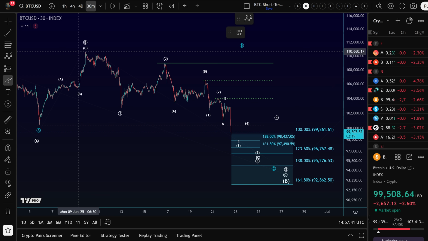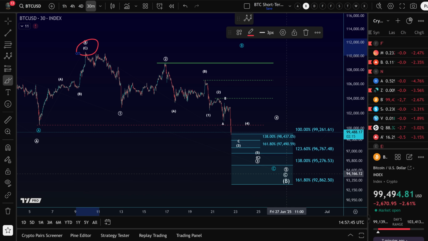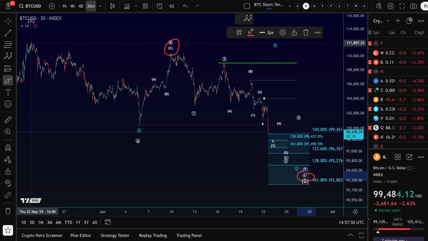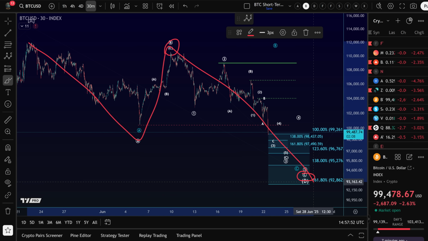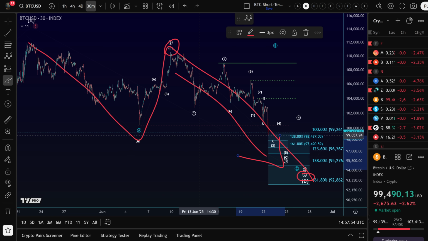But the idea is that a B wave topped here. That's the top of a corrective rally. We are now in a C wave, which is kind of the last leg down of a corrective pullback, which is labeled A, B, C. So we're following ideally here this roadmap.